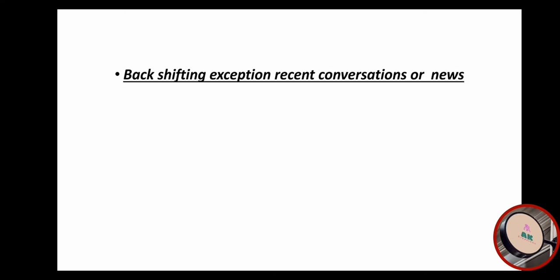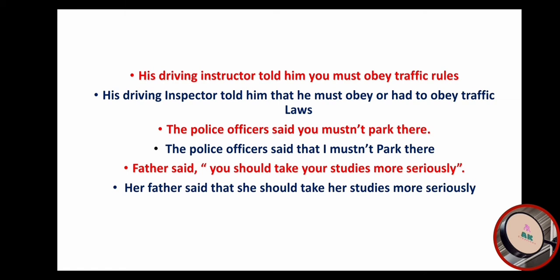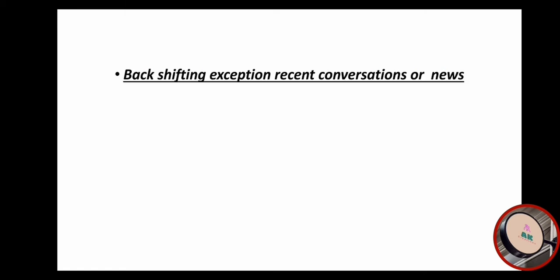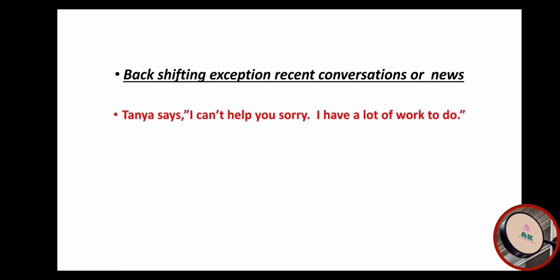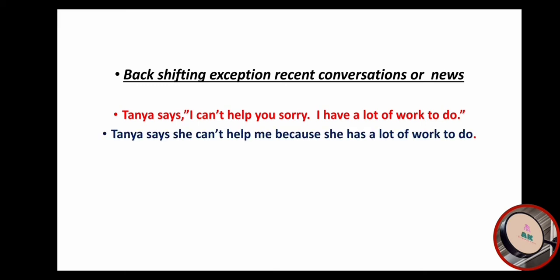Okay, next example. Now we'll look at the exceptions for backshifting the tenses, which I told you about, right? There are some exceptions you have to follow. So what's that exception? Here you can see Tanya says, I can't help you, sorry, I have a lot of work to do. Then Tanya says she can't help me because she has a lot of work to do.